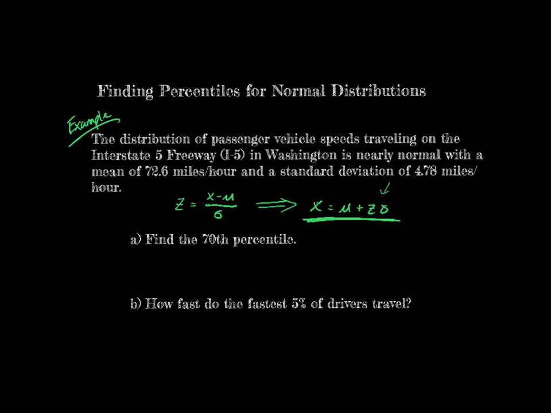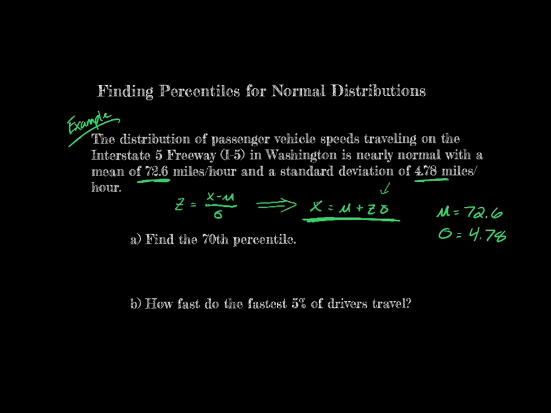All right, so then you might have an idea of the process we're going to use already. But for instance, in this first example, what we're being told is that the distribution of passenger vehicle speeds traveling on I-5 in Washington is nearly normal. So it's a normally distributed data set with a mean of 72.6 and a standard deviation of 4.78. So I'm just going to write these out here so I don't forget them. I have a mu value of 72.6. That's the mean or the average. And we have a standard deviation of 4.78 miles per hour.